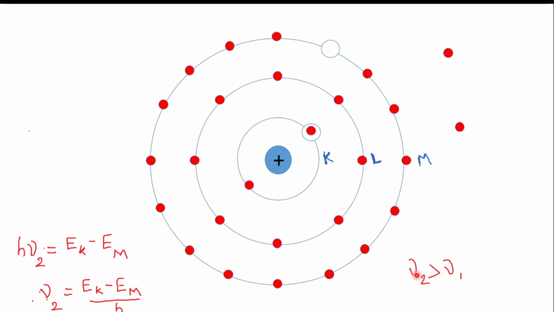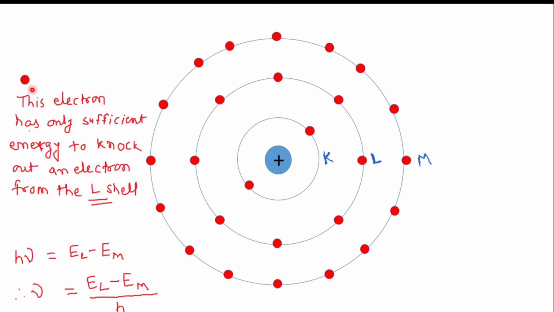So nu2 is greater than nu1. When the electron falls from the L shell to the K shell, the energy difference is small and we get a smaller frequency, compared to when the electron falls from the M shell to the K shell. Here the energy difference is larger, and we get an X-ray photon with frequency nu2, which is greater than the frequency nu1.